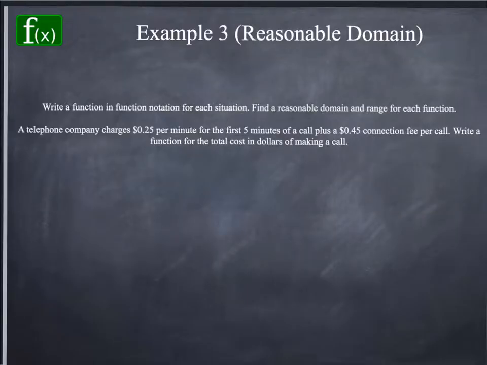All right, let's talk about reasonable domain now. This is especially important in terms of real-world problems, because with real-world problems, it wouldn't make sense for us to have certain domain values, and we'll talk about that in just a moment. But remember from yesterday that domain is going to be your input or your x values, whereas range, your output, is going to be your y values.